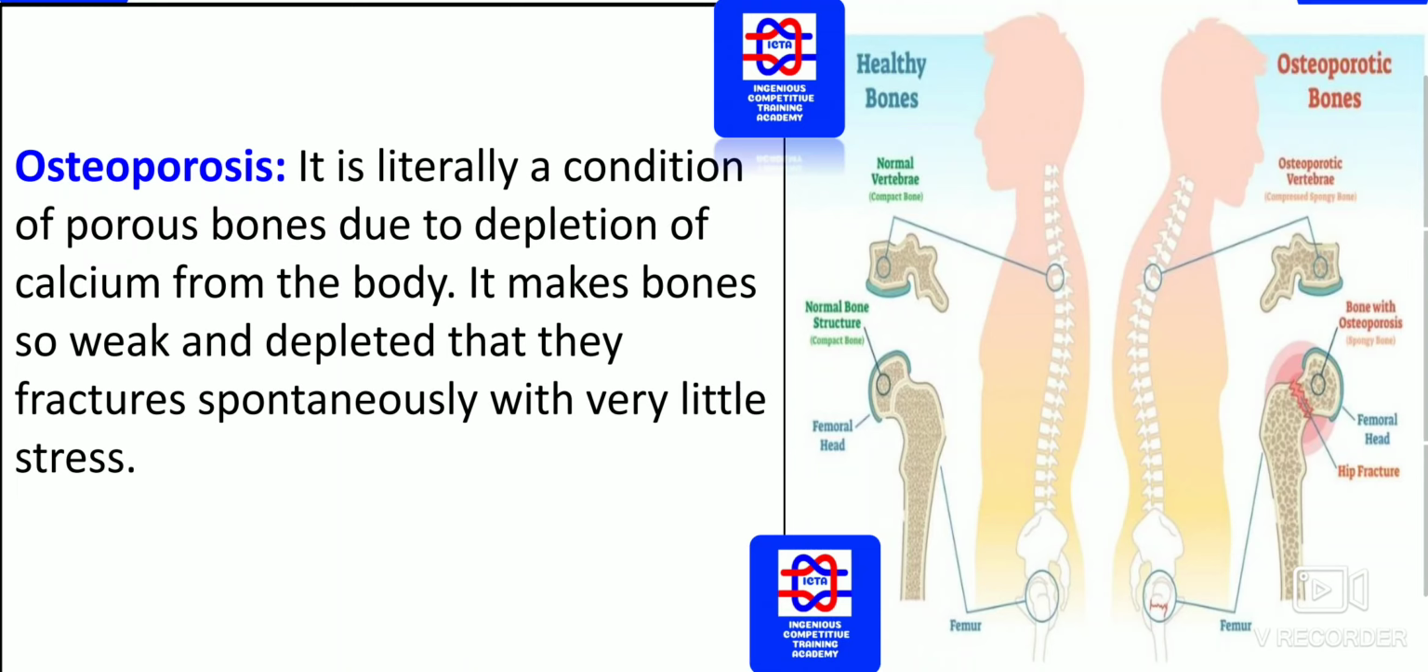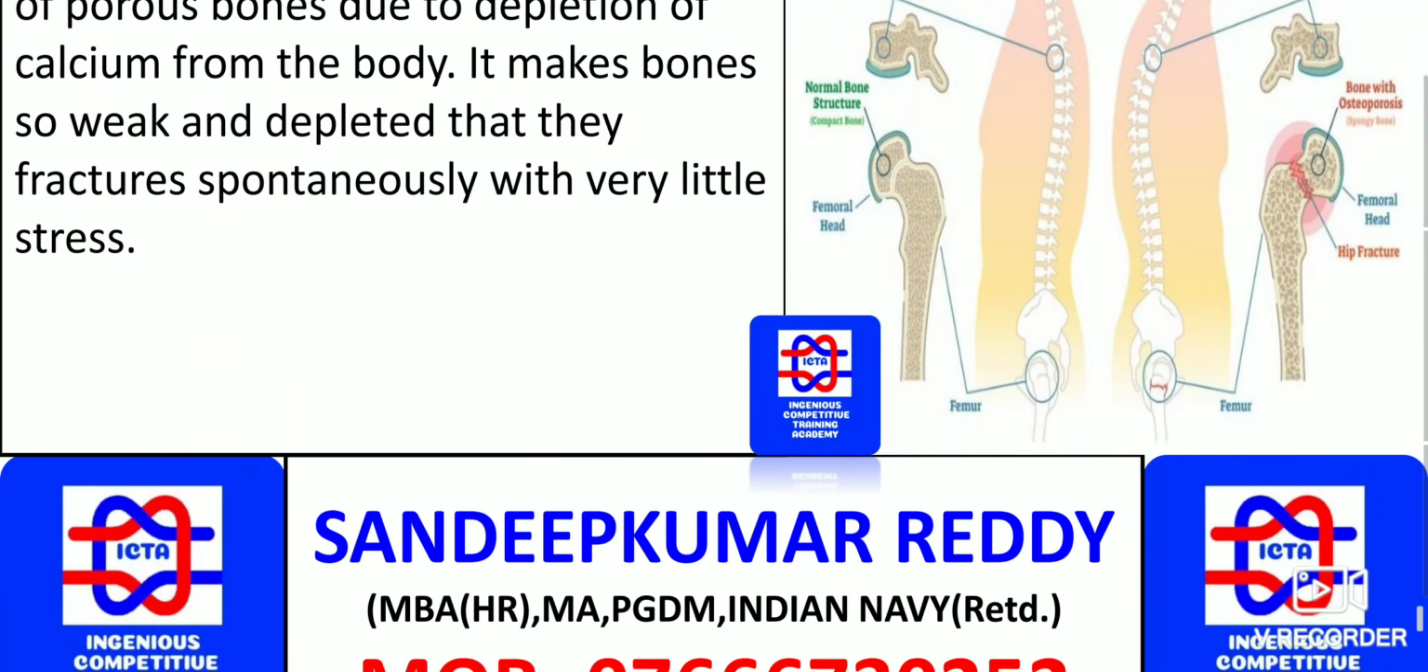You can see healthy bones as well as osteoporotic bones. If you are under stress, you will have problems in your vertebrae as well as everywhere, including the femur.